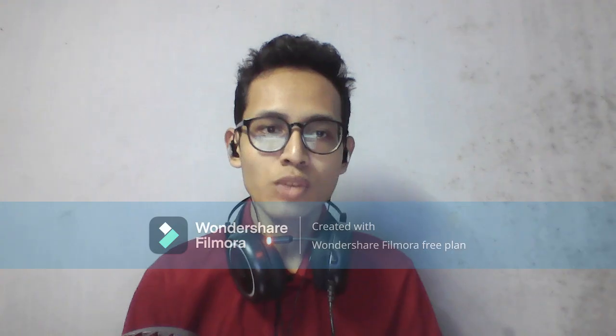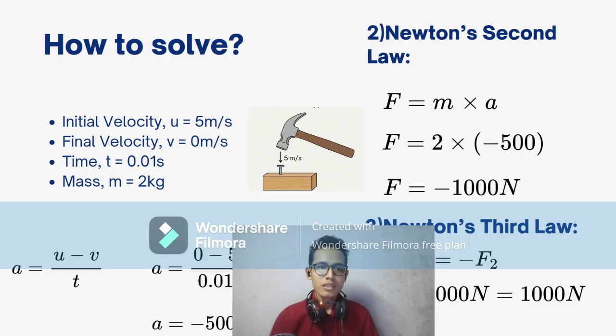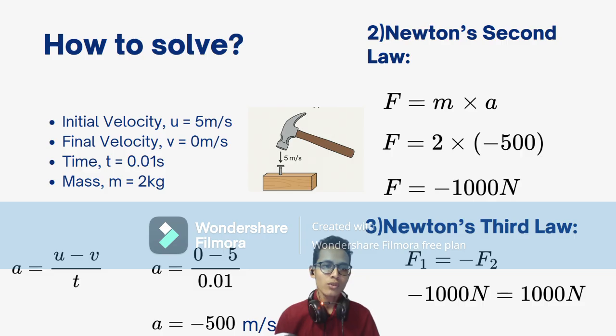Now we have to take a look at the problem and solve it. How to solve it? First, we have to find every piece of information that we got from the question. For the first one, we have the initial velocity of 5 meters per second. We put that as u. And the final velocity is when the hammer strikes and stops, which is 0 meters per second. And the time is 0.01 seconds, as in the question. And the mass of the hammer is 2 kilograms.